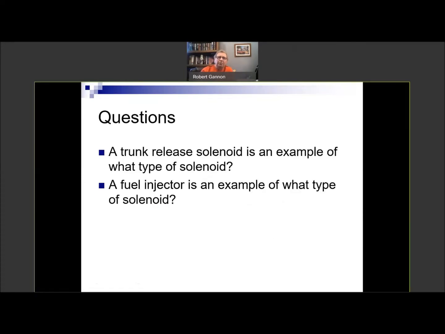So, what type of solenoid is a trunk release solenoid? I don't know, maybe I'll have to ask that question on the quiz since you can't answer me right now. You can answer me on Blackboard. And secondly, a fuel injector is an example of what type of solenoid?